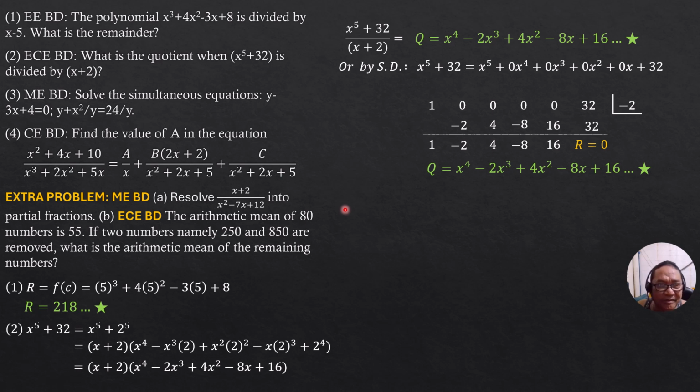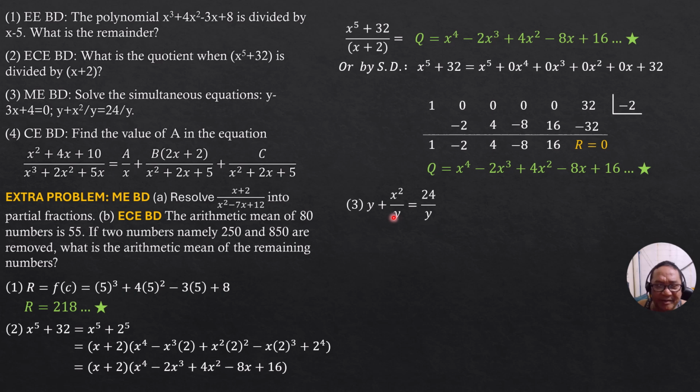So we multiply everything by the LCD, and after we multiply everything by the LCD, sorry, I'm talking about 4. We still have to solve problem 3. So y minus 3x plus 4 equals 0, y plus x squared over y equals 24 over y. So solve for these simultaneous equations.